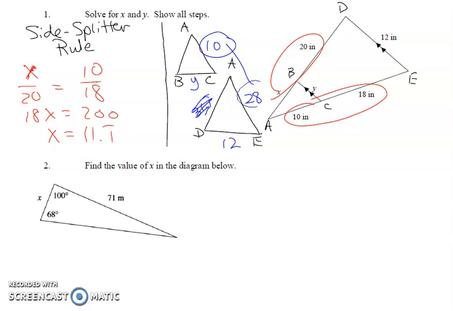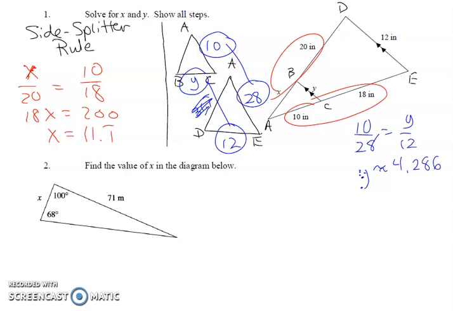We put our ratio together with the 10 and the 28, and the y and the 12 for a proportion. So 10 to 28 is equal to y to 12. Cross multiply and solve for y, so y should come out to be approximately 4.286. Any questions? Two different setups. One's a side splitter, the other is using the full lengths.